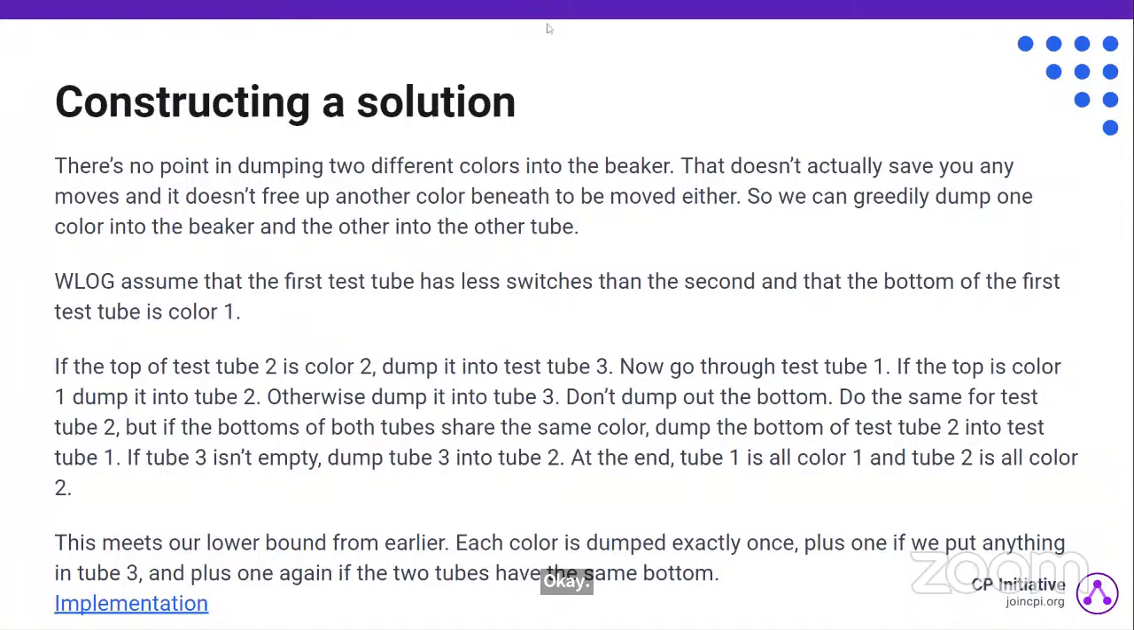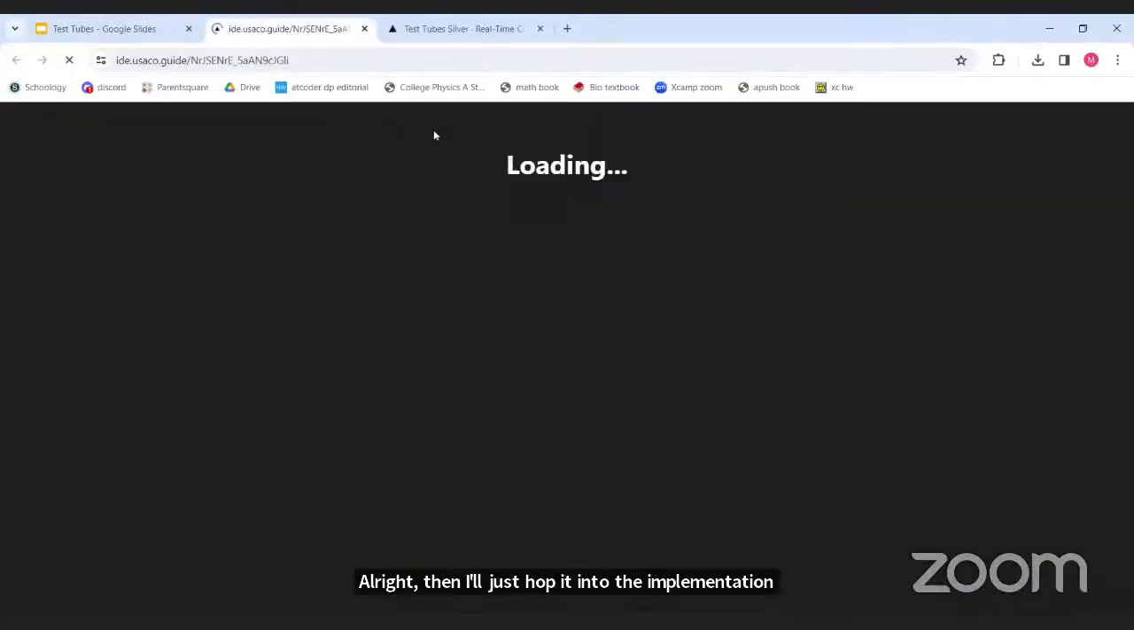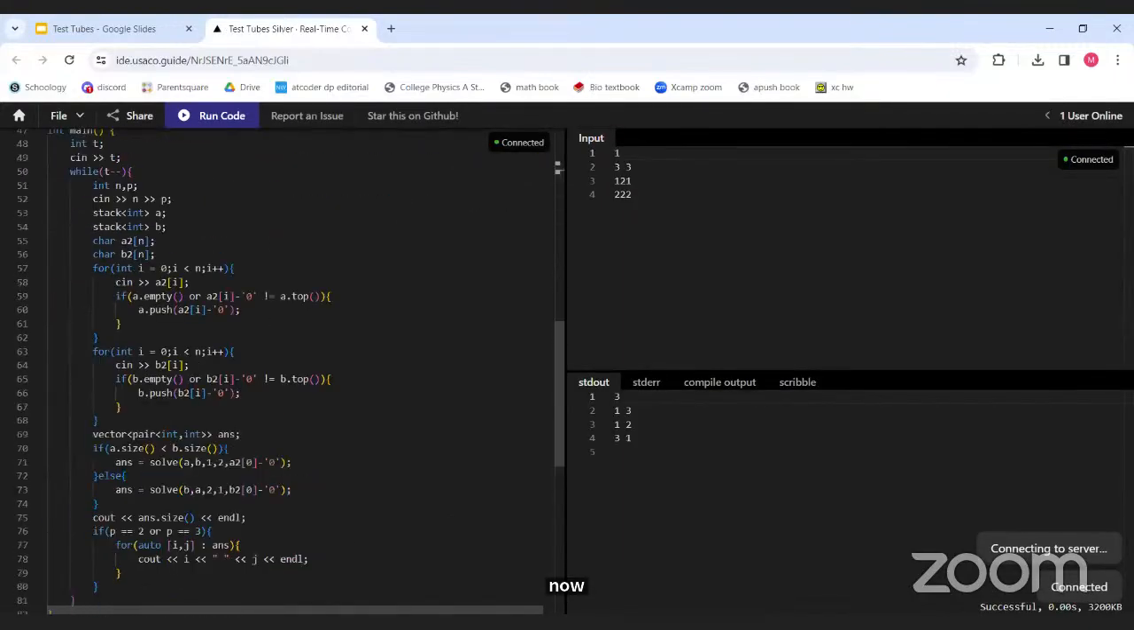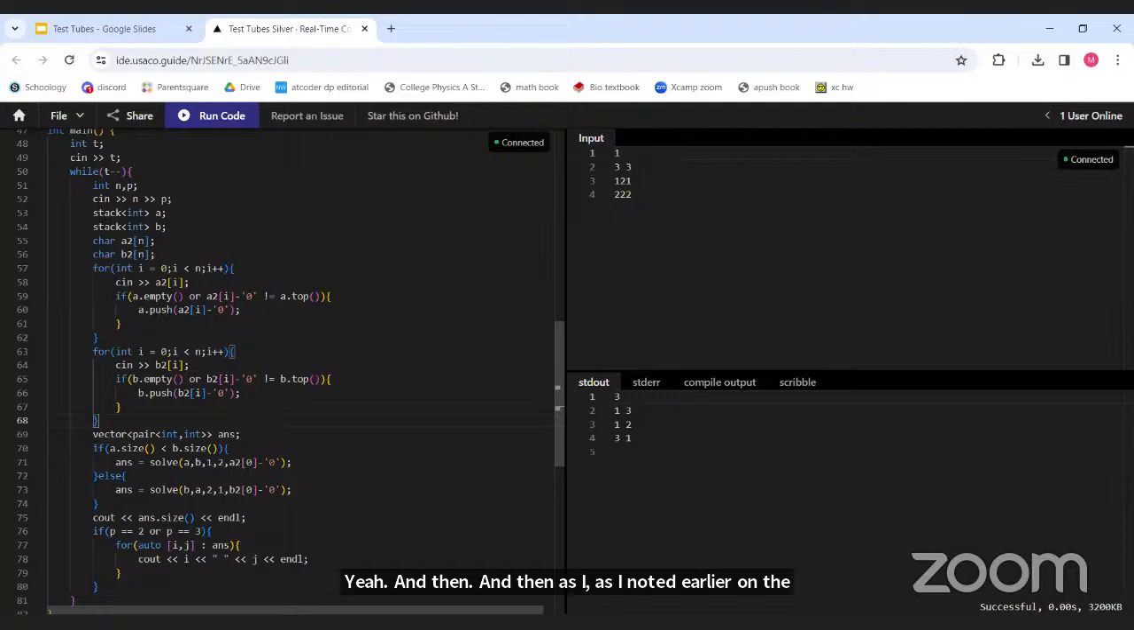All right, then I'll just hop into the implementation now. So here is the code in C++. At the beginning, we just take in the input, and as we noted earlier in the slide, we assume without loss of generality that the first test tube was shorter and that the bottom of the first test tube was color 1.